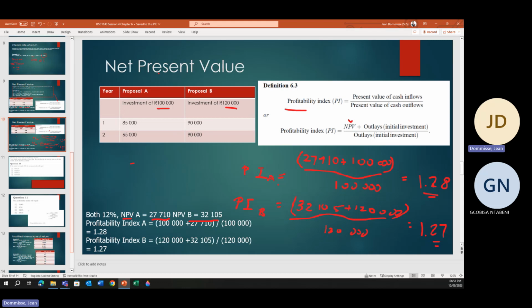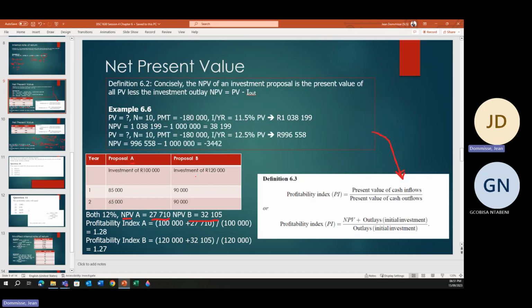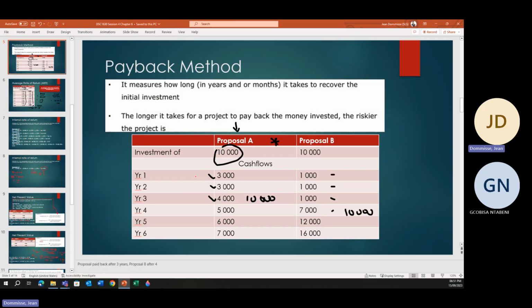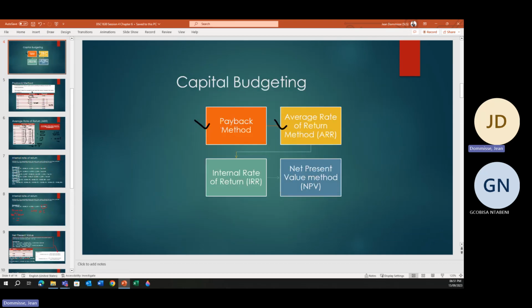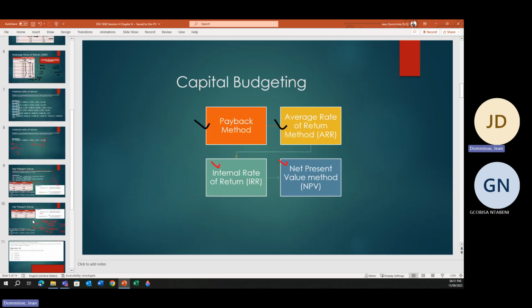Okay, so I think let us stop here for tonight. What we have covered in this is we've looked at the payback method, the average rate of return, the internal rate of return, and we also now looked at the net present value. So we've covered all 4 of them.